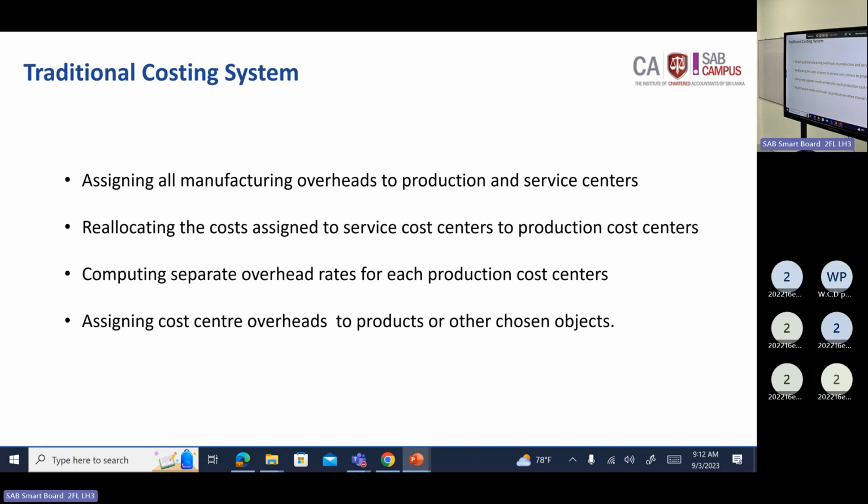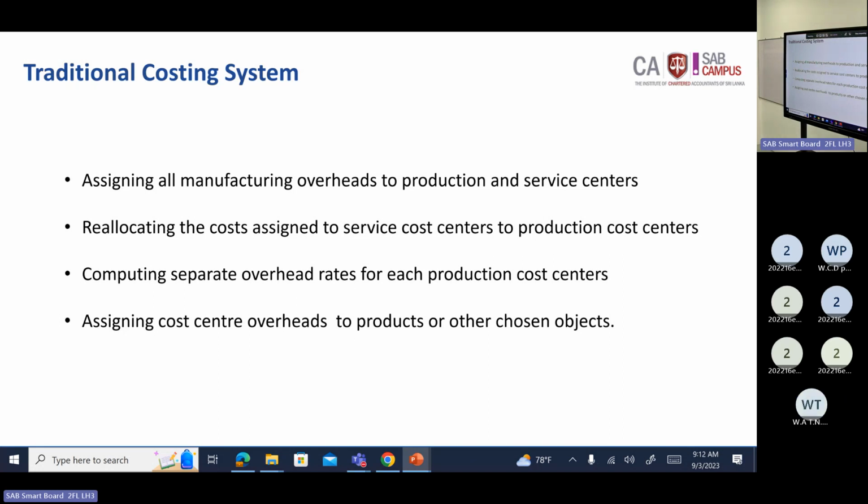Then we have to calculate the overhead absorption rate for that particular production department, cost center. That is where we have to use a suitable basis like labor hour, machine hour, material cost, labor cost, prime cost, or unit basis, whatever. You calculate the overhead absorption rate. Say factory 1 is based on machine hours, factory 2 on labor hours. Then you calculate, okay, factory 1 overhead absorption rate is 100 rupees per machine hour, and factory 2 is 200 rupees per labor hour. So you get the absorption rate.